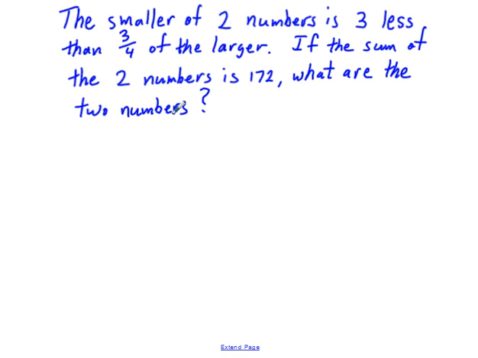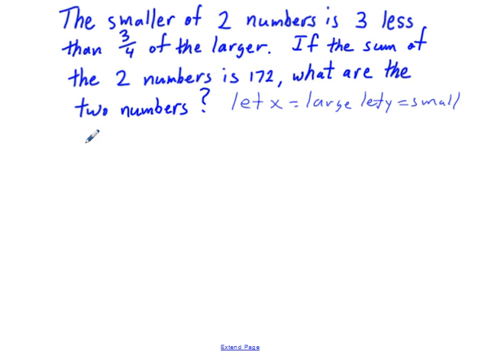Next, the smaller of two numbers is 3 less than 3/4 of the larger. If the sum of the two numbers is 172, what are the two numbers? There are a lot of ways to do this, one of which is to work it out in your head. I had a few students who did that. But we can solve this as a system of equations. We say let x equal our large number. We can say let y equal small number.